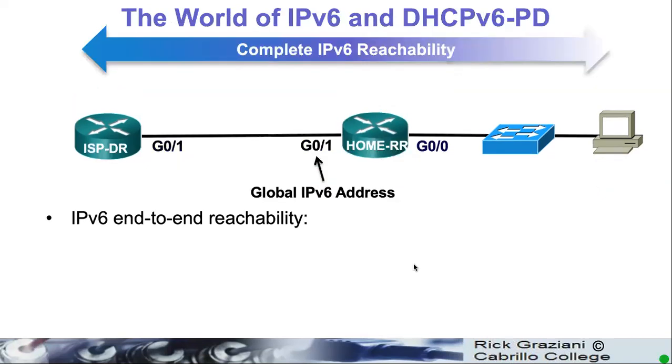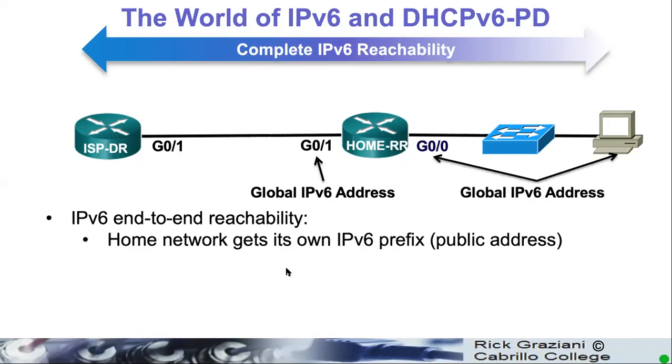Okay, so in the world of IPv6, we want complete end-to-end reachability. That was one of the fundamental principles of the internet, the end-to-end principle. Any two devices on the internet should be able to reach each other. That's not the case with NAT. You can, but you have to go through a third party to do so, such as Skype.